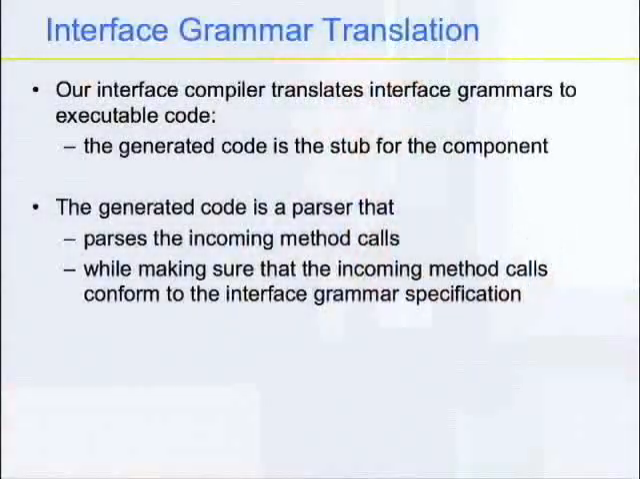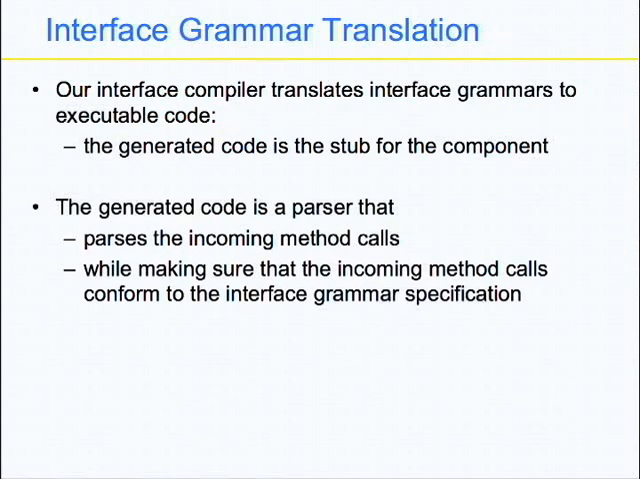So what do we do with the interface grammar? We have an interface compiler, that's the tool we built, right? It takes the interface grammar, takes this language, and generates a stub that corresponds to a parser for that grammar. And that is going to be the stub for that component.